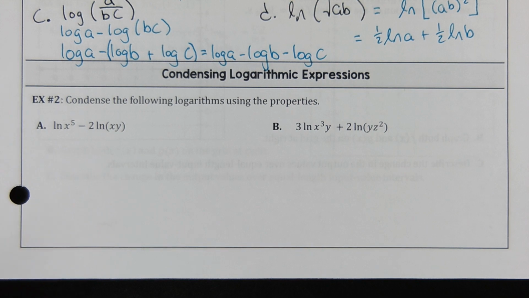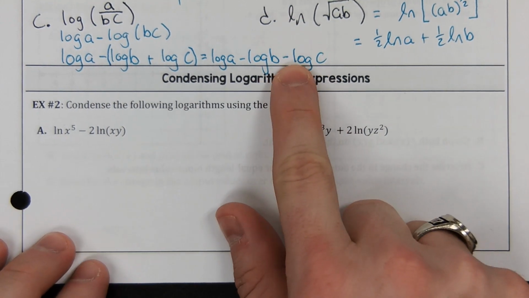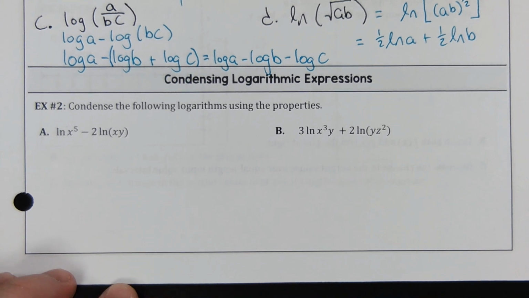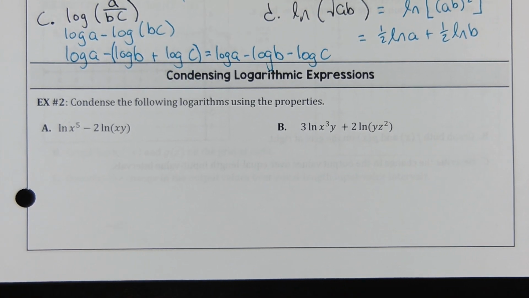By contrast, I do think actually that condensing is easier because it's less likely that you're going to get caught with a oops, missed a negative sign, or oops, missed a distribution. Condensing is just expanding in reverse.